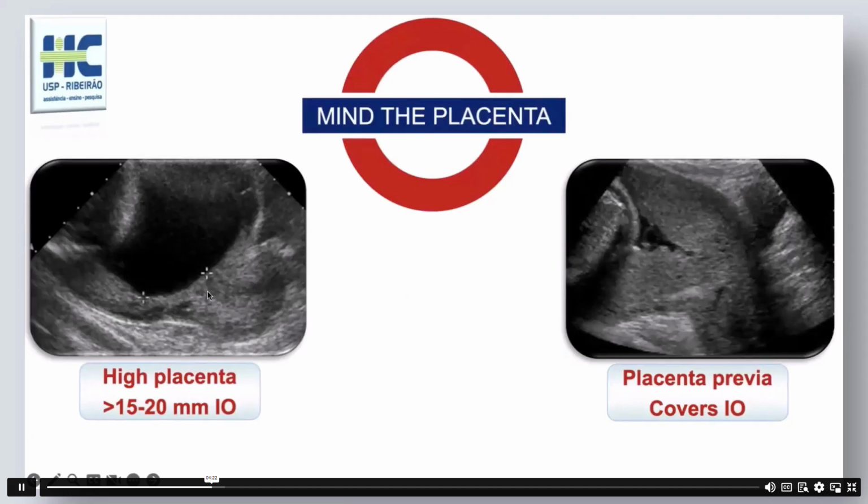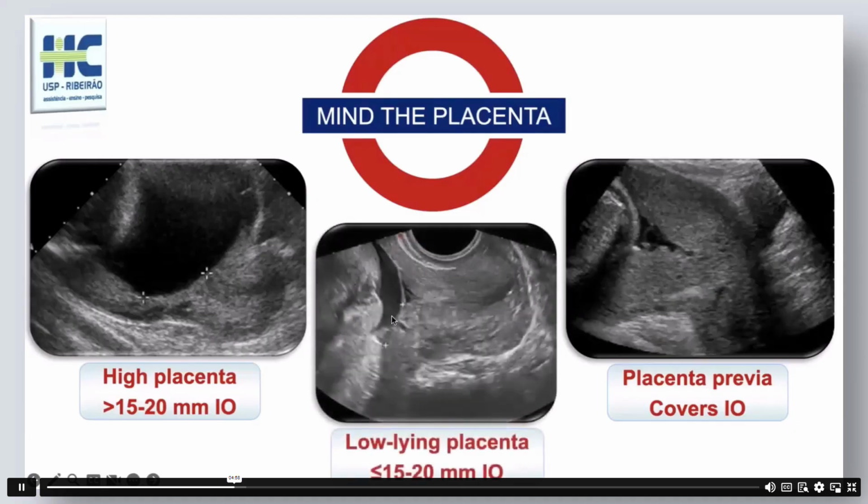cervical canal. And the most important thing is to observe this relationship between the internal os and the lower edge of the placenta. And if this distance is more than 15 to 20 millimeters, this varies according to international guidelines. ISUOG usually recommends 15 millimeters as this cutoff. So if this measurement is higher than 15 to 20 millimeters, we call this normal placentation or high placenta. If the placenta completely covers the internal os of the cervical canal, we are going to call it placenta previa.